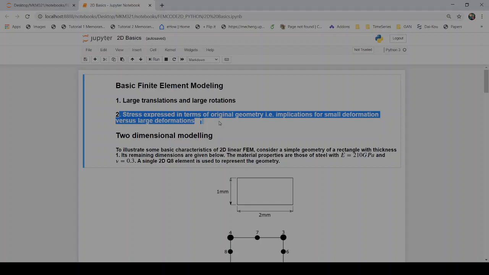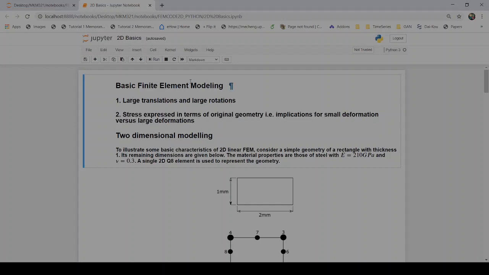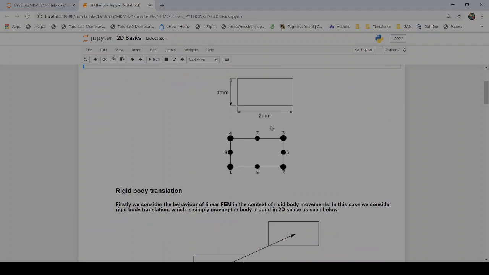But now that we are away from 1D, we can actually ask the questions about large rotations. We saw that there were large translations in the x direction that were part of the shape functions of the 1D element. But now for the first time we can also ask the question about large rotations. That's what 2D offers for us now. Okay, so here's an element, 2 millimeters by 1 millimeter, Q8 element with nodes 1, 2, 3, 4, 5, 6, 7, 8, that sort of numbering scheme that we have. That's also the same as in the textbook.